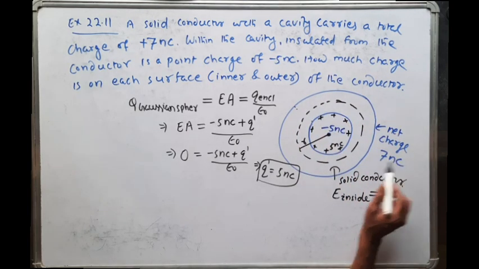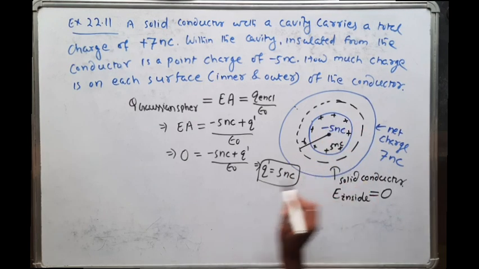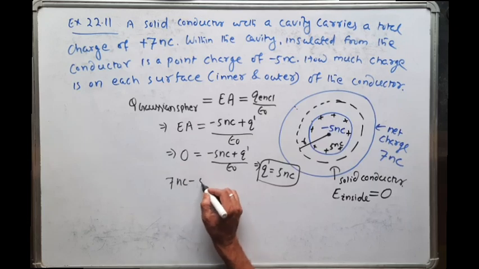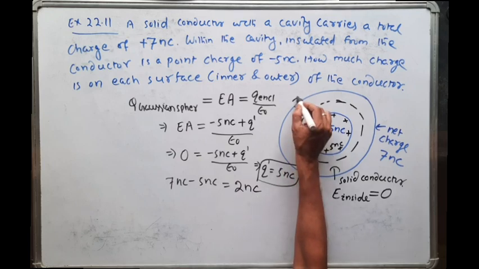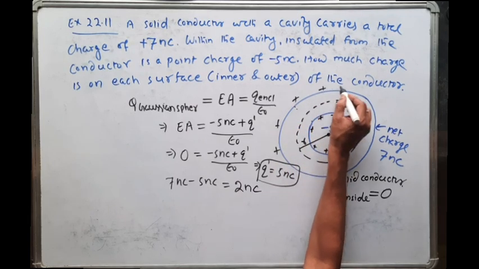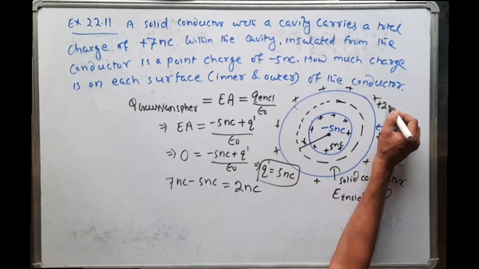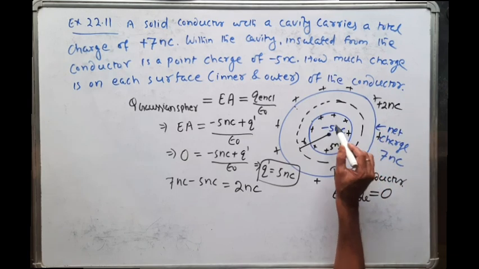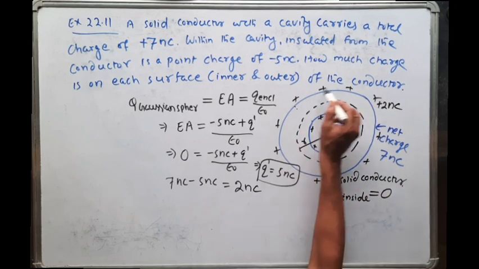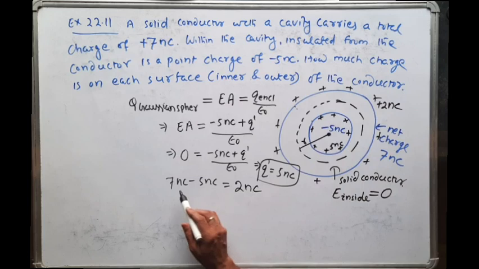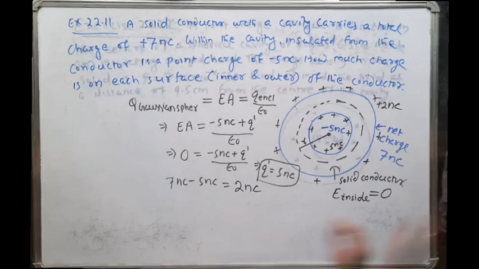Out of 7 nanocoulomb, already 5 nanocoulomb is distributed on the inner side of the sphere. So the remaining charge, that is 7 nanocoulomb minus 5 nanocoulomb, which is equal to 2 nanocoulomb, will be distributed on the outer surface of this solid conductor. So there is a plus 2 nanocoulomb. This 5 nanocoulomb on the inner surface and 2 nanocoulomb on the outer surface will give a total charge of 7 nanocoulomb. In this way charge will be distributed.